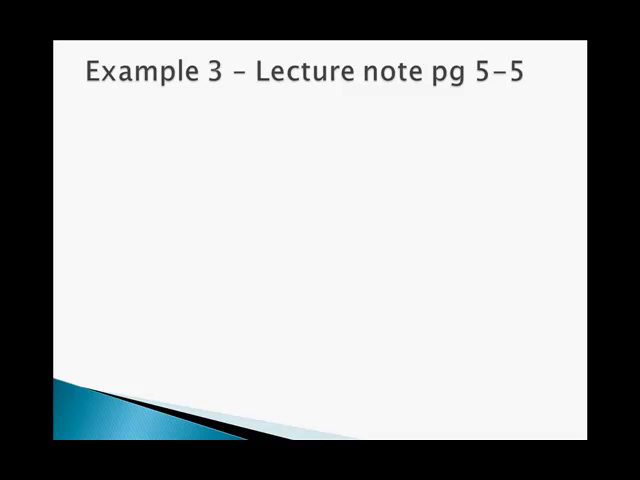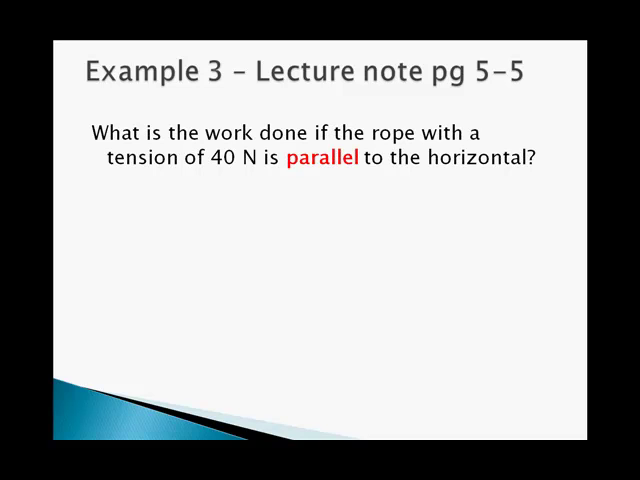So let's now look at example 3, which is on your lecture note page 5-5. This is the continuation of example 2, and in this case we are looking at what is the work done if the rope is now parallel to the horizontal and the same tension of 40 Newton applies.